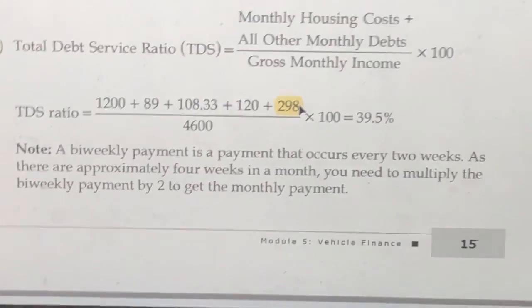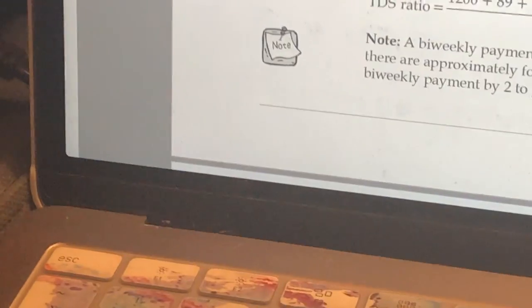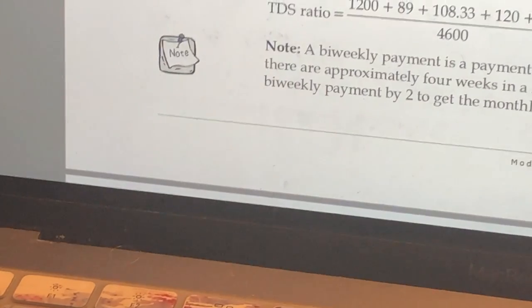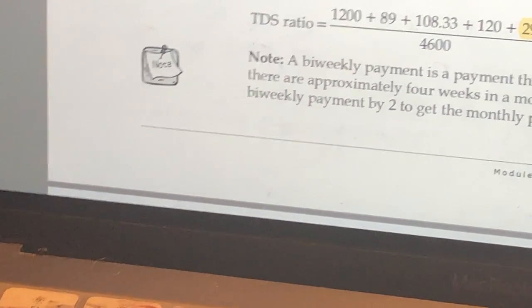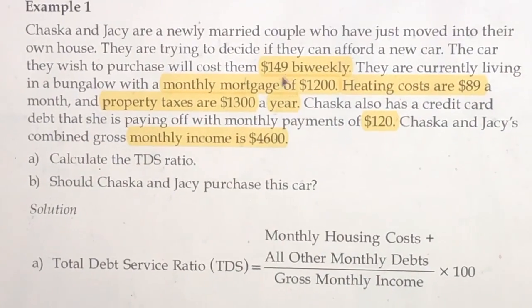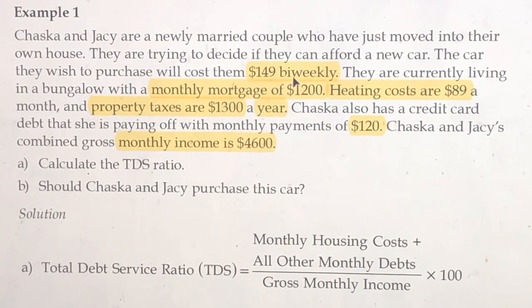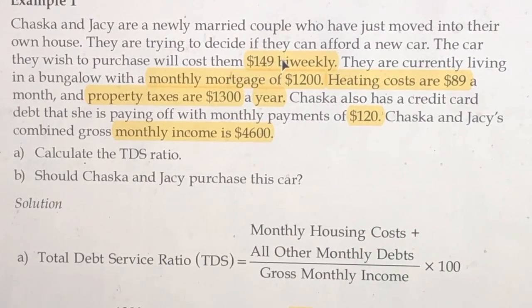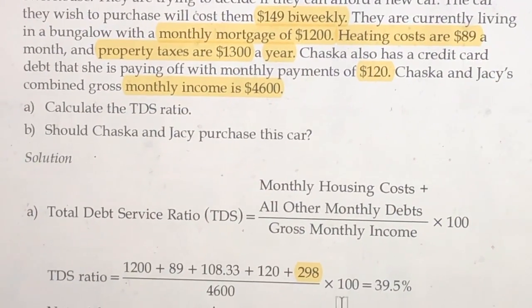Okay, and we're going to talk about it now. So the first part of the question, it said the car they wish to purchase will cost them $149 bi-weekly. So what we have to do is include that in the cost here. Okay, so this $149 bi-weekly here, we're going to have to include that eventually into our costs here.